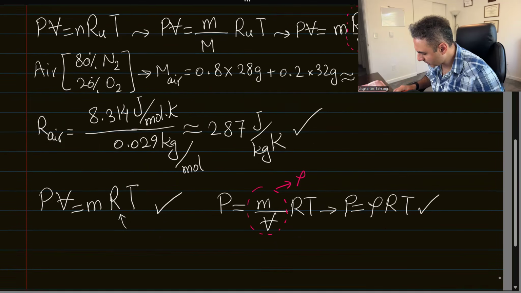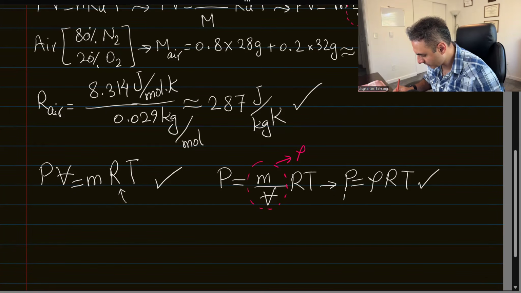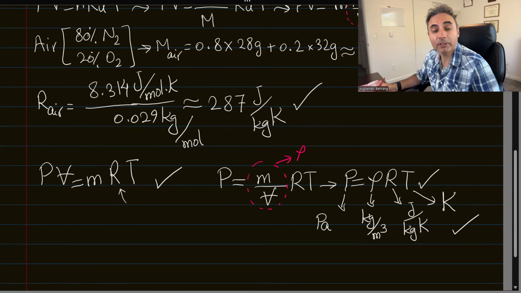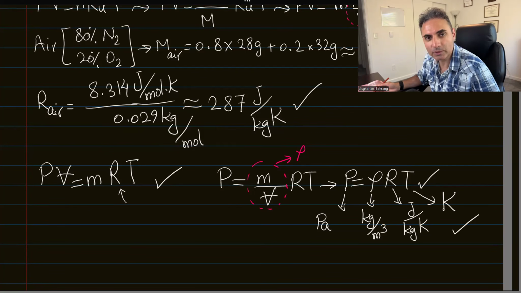Okay, let's take a look at the units one more time. This unit has to be Pascal. This unit is kilograms per meter cubed. This unit is joules per kilogram Kelvin, and this one is Kelvin. And you never use gauge pressure in the ideal gas law. How many times did I say that? Be careful about it. That's how we use the ideal gas law.